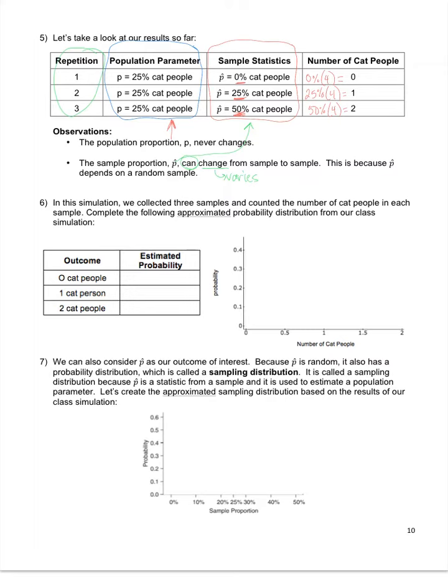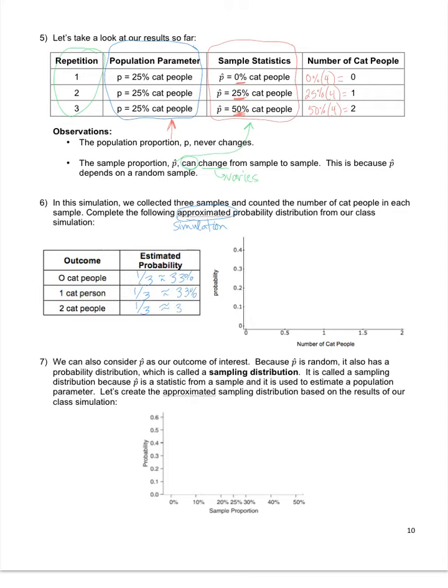All right, number 6. In this simulation, we collected 3 samples, and we counted the number of cat people in each sample. So we're going to complete the following approximated probability distribution from our class. And it's approximated because it came from a simulation and was based on sample results. All right, so 0 cat people happened 1 out of the 3 times we took a sample. 1 cat person was 1/3 of the time, and 2 cat people was 1/3 of the time. So each of these is about 33%.